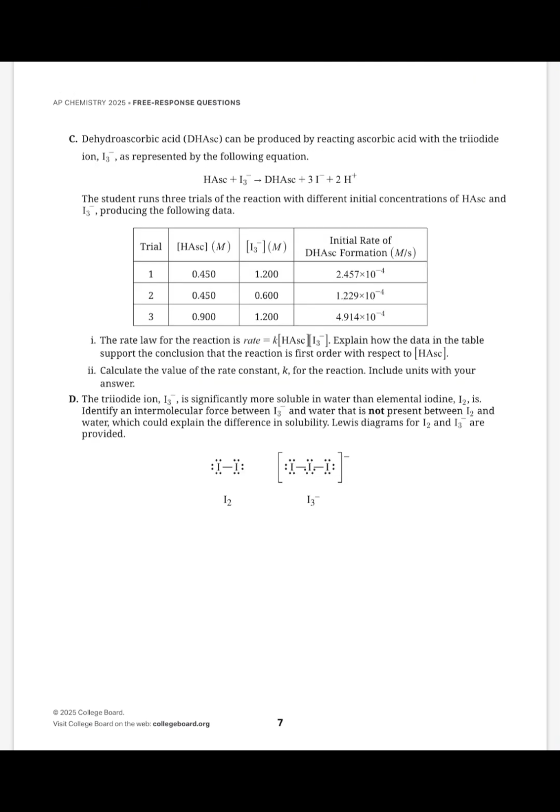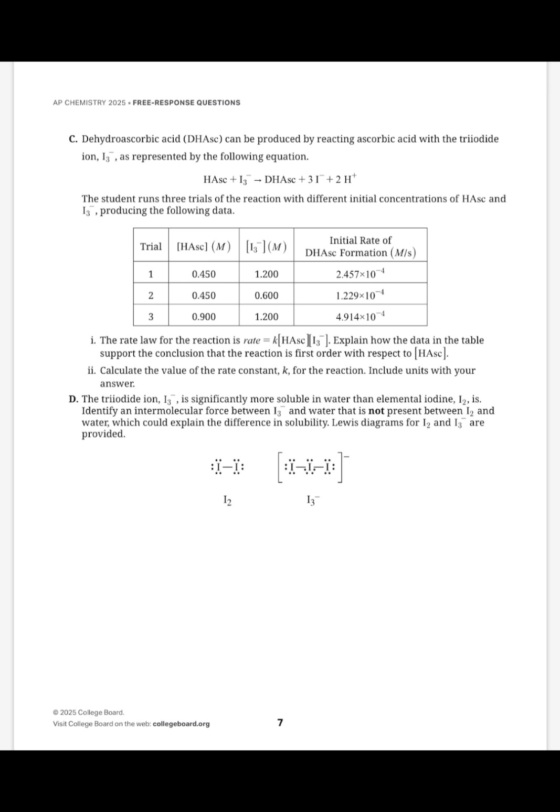When we're looking at scenario C, we have a different acid. We have the dihydroascorbic acid, and it's being produced by reacting ascorbic acid with triiodide ion, which is the I3 negative. So we have the reaction here for the scenario that they just described, and then they give us this data table here. So for part I, for C, it says the rate law for the reaction is rate equal to k times the concentration of our acid times the concentration of the anion.